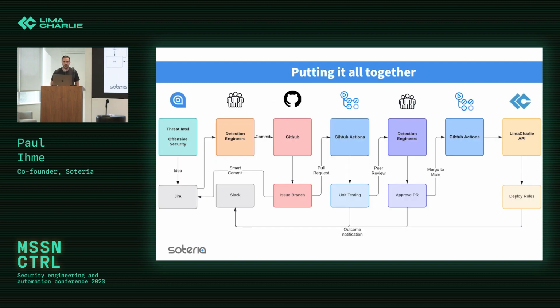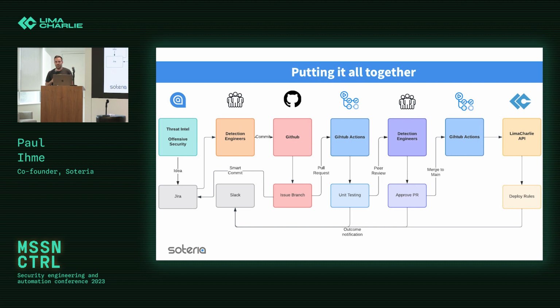So putting it all together, the way we look at it, and this is maybe a bit more complex, you start with some sort of threat intel. Your threat intel team or your offensive security submits some sort of idea into your Jira project. Detection engineers will look at that and say, hey, this is a great idea. I'm going to commit this into GitHub, create an issue branch for that. That way, you're not messing around in your main branch, because that's always a bad idea.